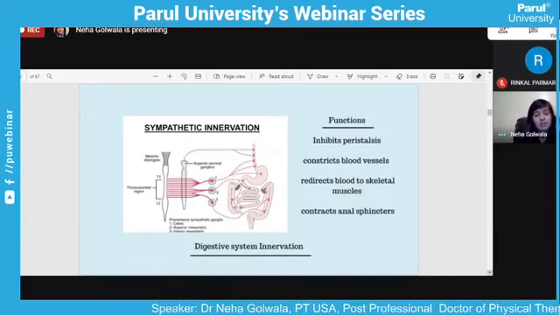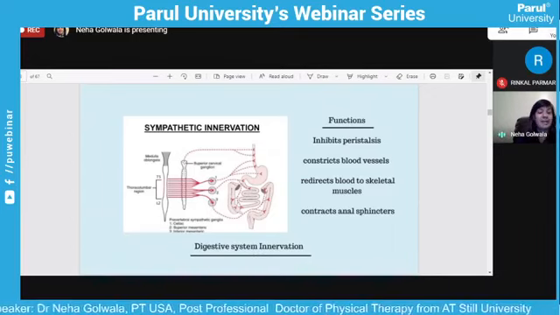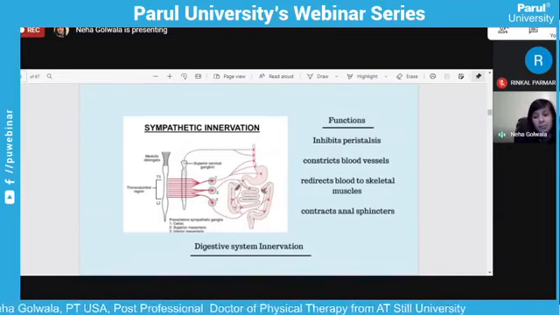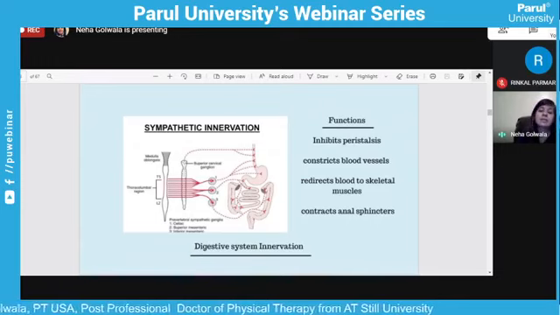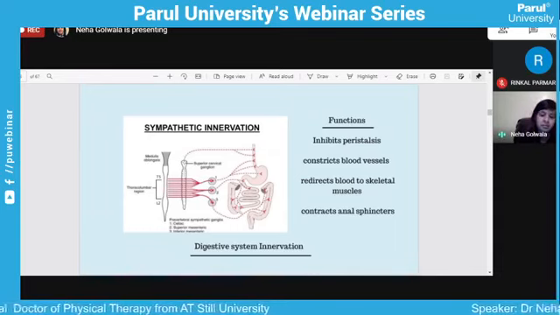So the gut supply from the sympathetic system comes from T5 to L2. And what does the sympathetic system do? It inhibits intestinal motion. So that's why food can get absorbed. Nutrition can get absorbed in the intestine. It constricts the blood vessels, redirects blood flow to skeletal muscle, and contracts the anal sphincter. So when we eat, we don't want it to just pass out; it has to stay in the stomach for digestion, then in the intestine, and then eventually it gets digested.